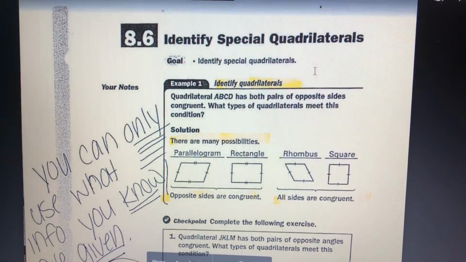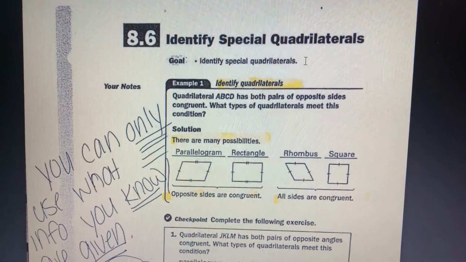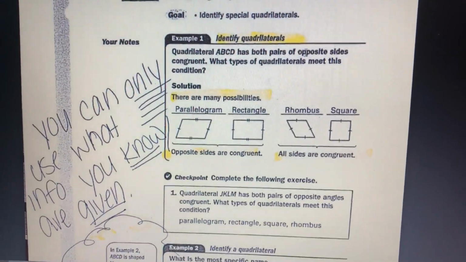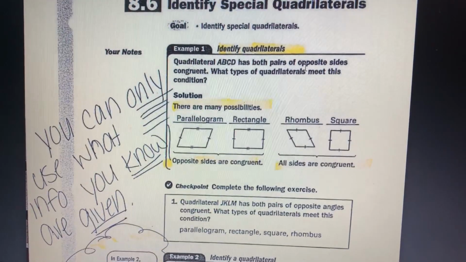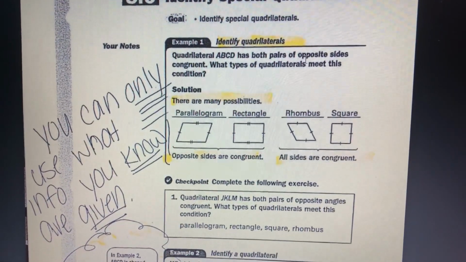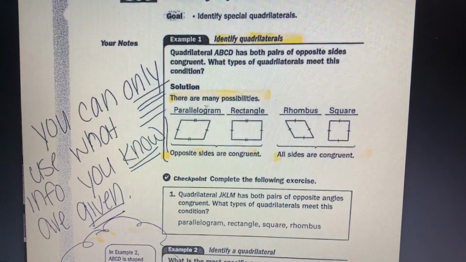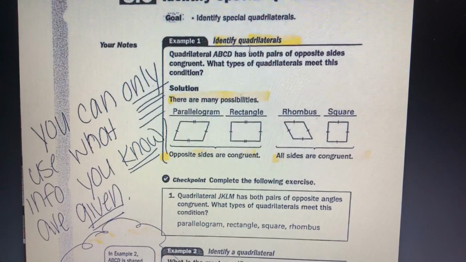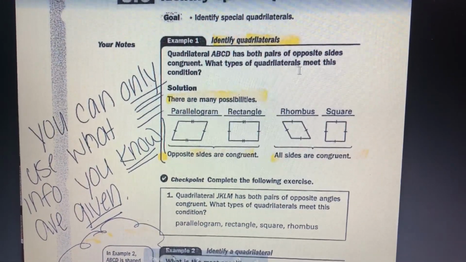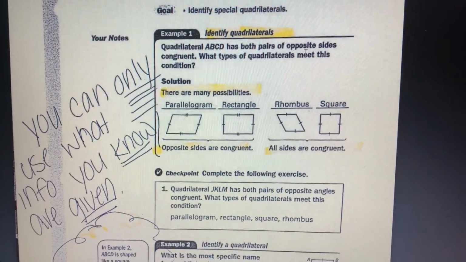So when we're talking about identifying special quadrilaterals, this is where that diagram that you guys made comes in handy. We know quadrilaterals have four sides. So if it doesn't have four sides, it's automatically not a quadrilateral, and it can't be any one of our special quadrilaterals. But if we're looking at a quadrilateral ABCD that has both pairs of opposite sides congruent, what types of quadrilaterals meet this condition? Both pairs of opposite sides are congruent.